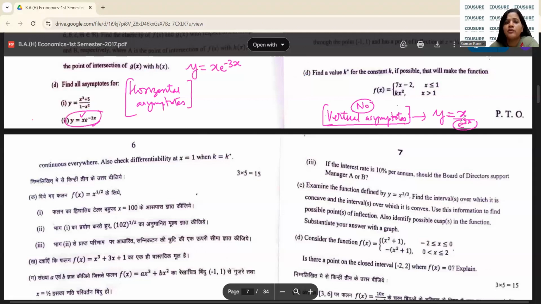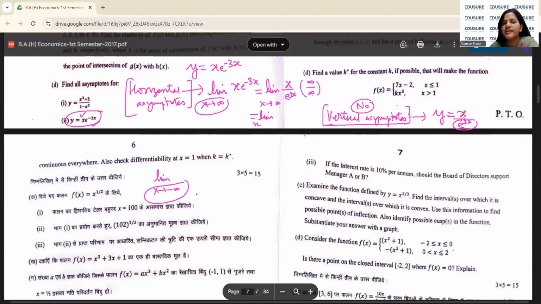Okay. Let's talk about horizontal asymptotes. Horizontal asymptotes occur when x goes to infinity or when x goes to minus infinity. So if we have some finite value of y occurring when x is going to infinity or minus infinity, those are our horizontal asymptotes. So let us see limit x tending to infinity x e power minus 3x, which is going to be limit x tending to infinity x upon e power 3x. So this is infinity by infinity form. So we use L'Hopital rule.